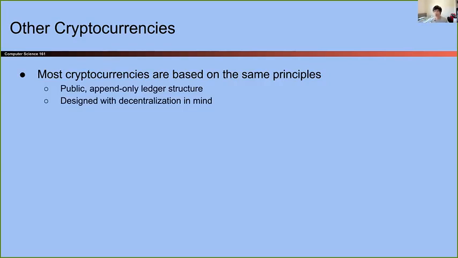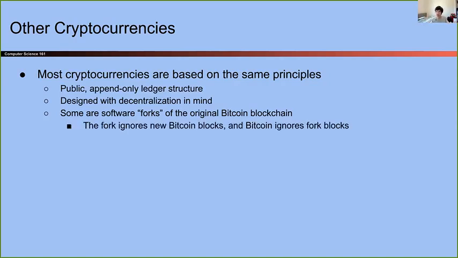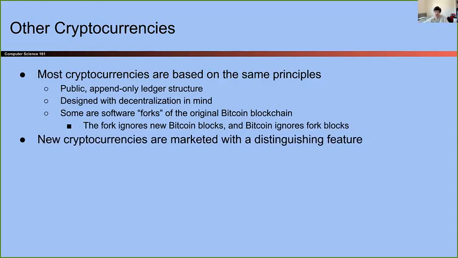They use the same ledger, which has a decentralization focus. And some are literally just forks of the original blockchain. So they have the same history up to a point, and then at some point someone modified the software to say the fork ignores Bitcoin and the Bitcoin ignores the fork. So now they have two different histories, but they have the same root. All cryptocurrencies, or most cryptocurrencies, sort of are just Bitcoin with a different thing attached to it. So Litecoin is just Bitcoin with a catchy slogan. Dogecoin is Bitcoin with a joke.